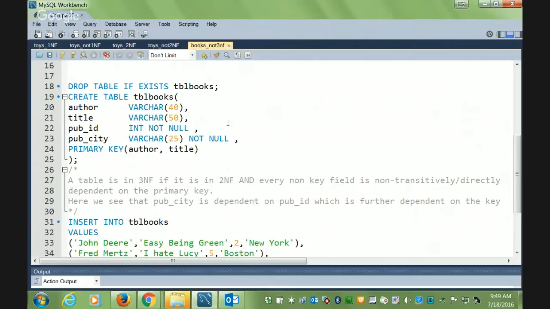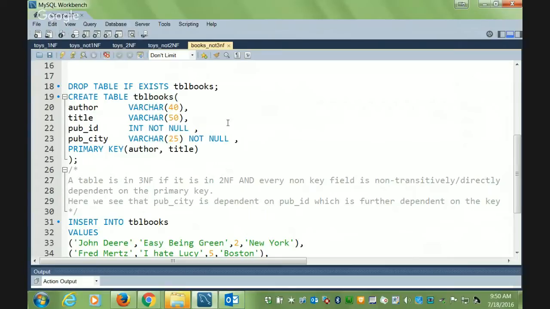Look at what is inside the table. This is about books, right? So there is author information: the name of the author, the title of the book, the publisher ID, and the publisher city. The primary key is again author and title, because that combination is always unique. The same author will not write the same title. It will be something different, edition 1, edition 2. So you can't have the same author and the same title. Since this combination is unique, I've made it a primary key.